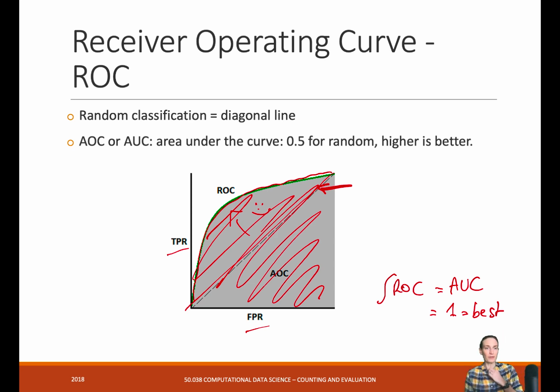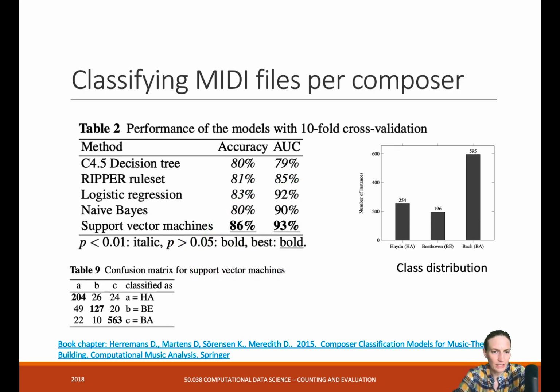Here's an example. This is some research I did a while ago, classifying MIDI files per composer. Our classes here are Haydn, Beethoven, and Bach, and we have a quite small dataset. I first checked my class distribution. For Bach, I had way more entries, Haydn and Beethoven a little bit less, so that's a nice graph to show. Then you see here I displayed the accuracy as well as the area under the curve for a number of classifiers, all of which we saw in class, support vector machines having the best performance.